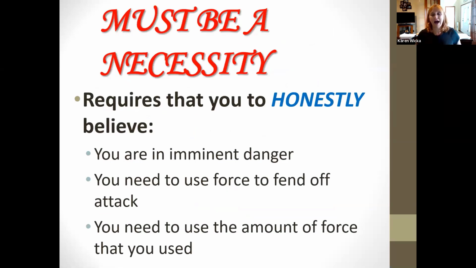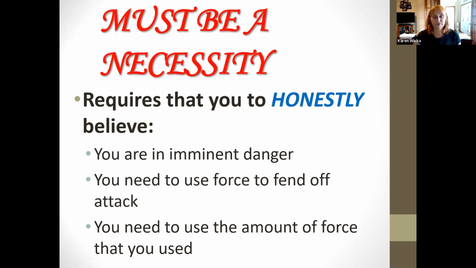So it means you have to honestly and reasonably believe that the danger is imminent, it's just about going to happen. You have to reasonably and honestly believe that you need to use force, because if you don't, you're going to be harmed in some way. So you need to use some force to fend off the force against you. And you need to use the amount of force that you actually used. You weren't using too much, you weren't going above and beyond, you're using the exact amount of force that was necessary to stop the force to be used against you. So that's the first thing.